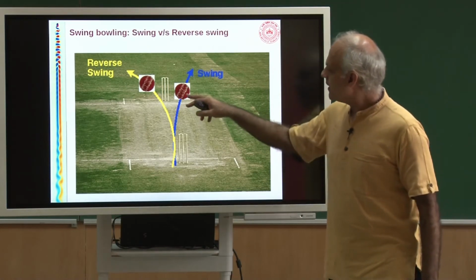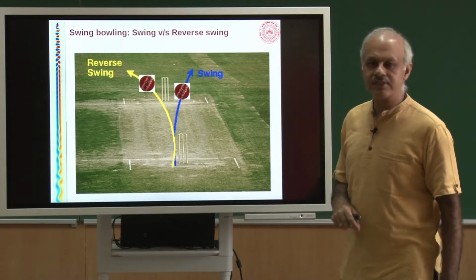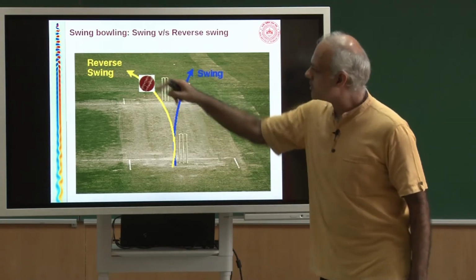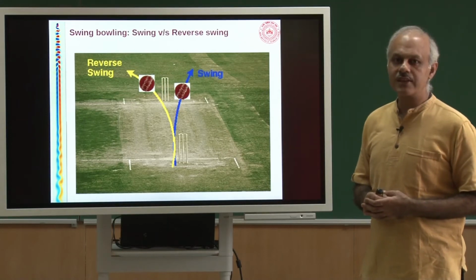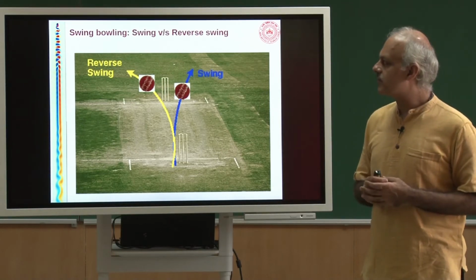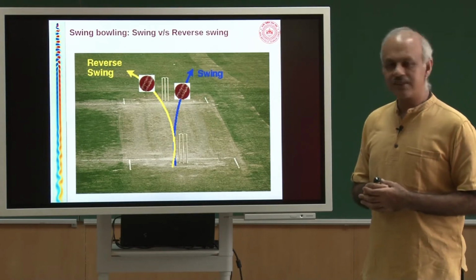I am thinking that the ball is going to move like this because this is the direction of the seam, but in fact the ball goes the other way. So that's what we are going to call reverse swing. I hope the difference between the conventional swing, which I will simply call swing, versus reverse swing is clear.